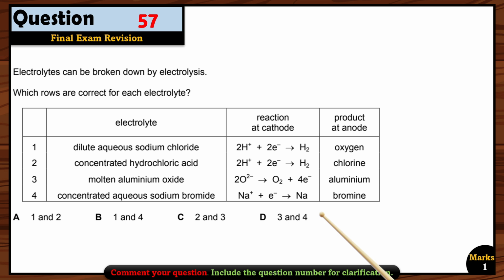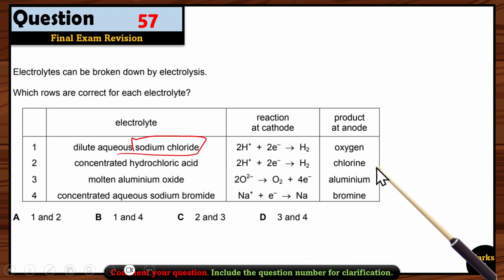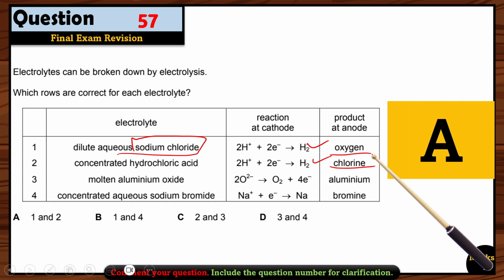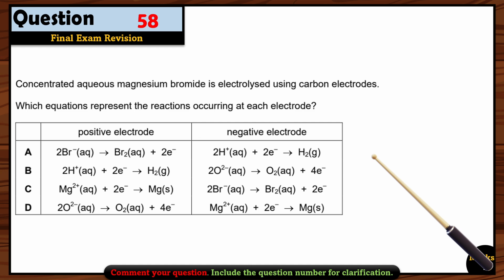Question 57. Electrolytes can be broken down by electrolysis. Which rows are correct for each electrolyte? Again, the question is the same, only this one is different. There they used potassium chloride, and now it is sodium chloride, but all other things are the same here. So that's why these options are the same. Options 1 and 2 are right. You can check it again and you will see option A is the correct option.